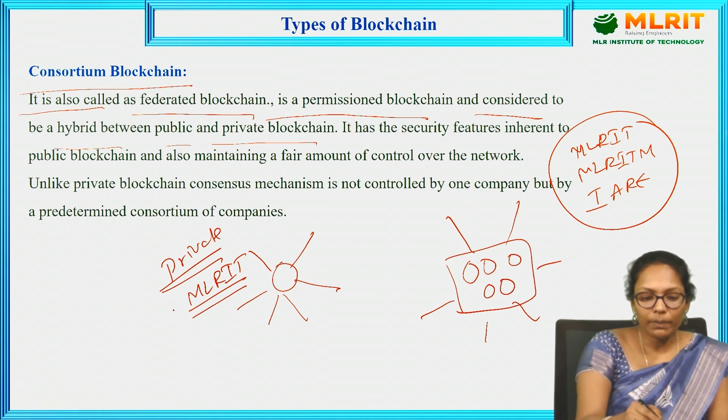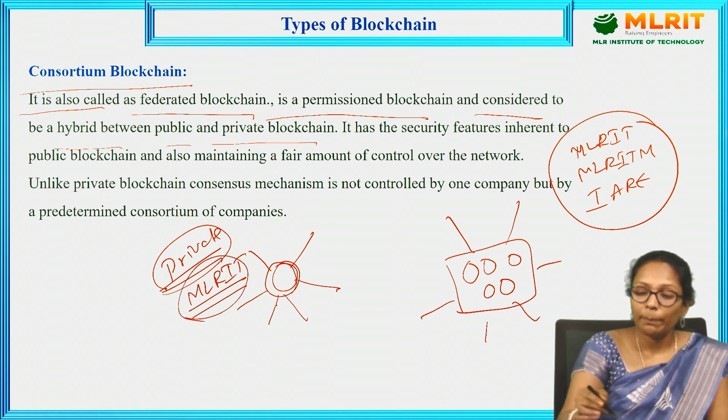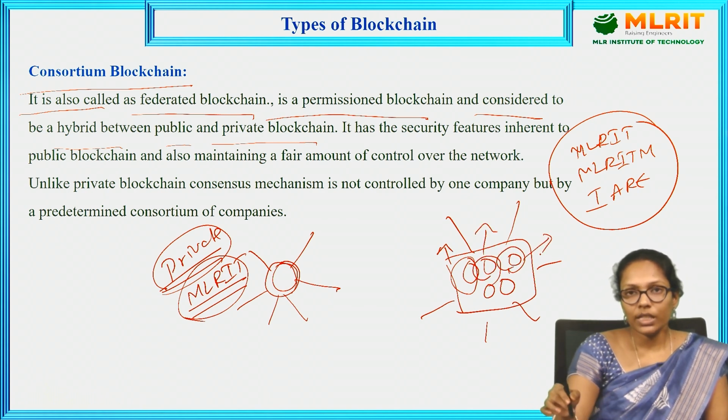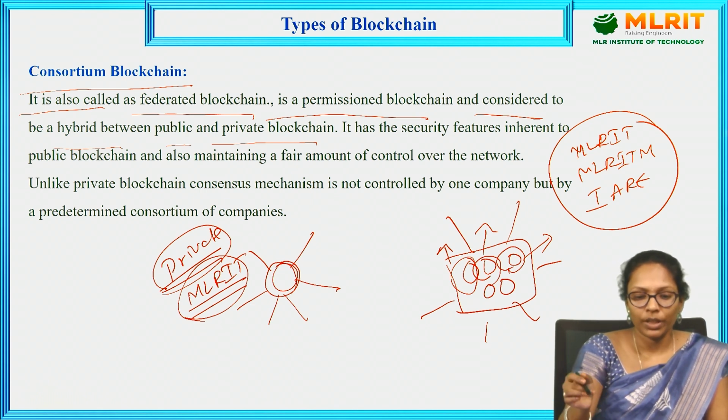So here if I create this private blockchain, only the MLRIT people, the principal of MLRIT, will monitor this. But if I create a consortium blockchain for all these colleges, one person will be the MLRIT principal, one person will be the MLRITM principal, and one more person will be the IARE principal. So these are the set of central authorities. Here we have only one central authority, whereas in consortium, multiple central authorities will be there. But still it is permissioned only.